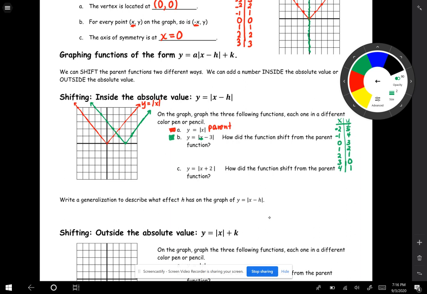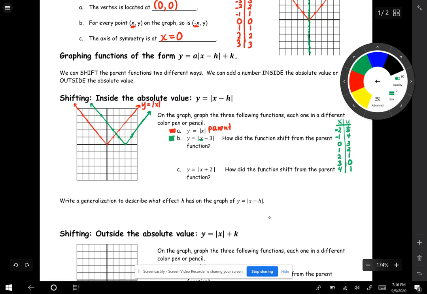But notice this one started at the origin, the red one did, but the green one started 3 units in which direction? 3 units to the right. So it shifted from the parent 3 units to the right. Okay, I'll do the last one in blue, and we are going to do y equals the absolute value of x plus 2.